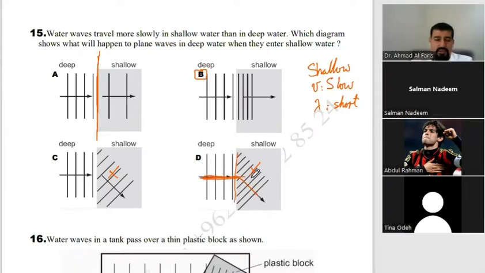The angle is 0. There is no angle, exactly. It's not reaching the barrier with an angle. All of the points of the wavefront reach the barrier at the same instant, so they cannot change their direction. Okay, thank you. You are welcome.